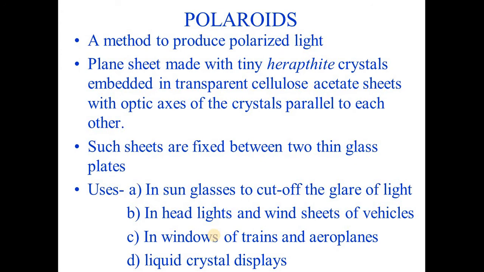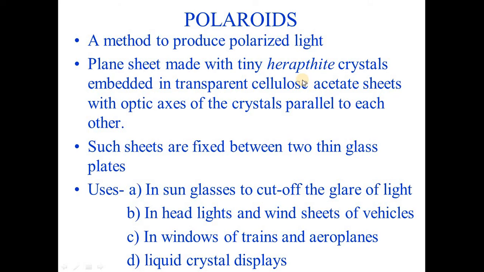It is a question that is usually asked in exams: the difference between an ordinary ray and an extraordinary ray. And you are well familiar with Polaroids. Polaroids are materials used for producing polarized light. Basically, the commercially obtained Polaroid is made up of a plain sheet of herapathite crystals which is embedded between transparent cellulose sheets. It is all technical, no need to worry about that.